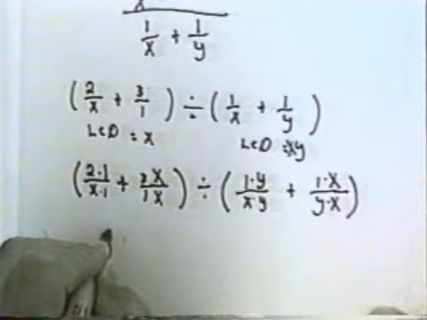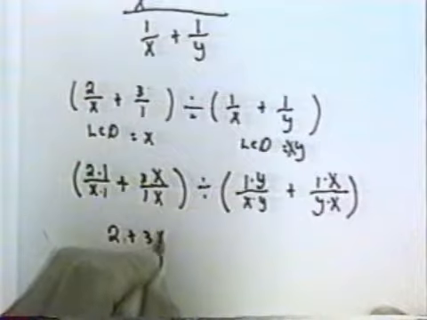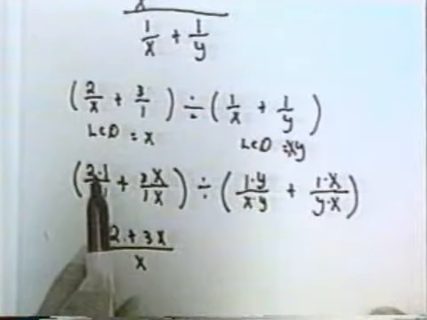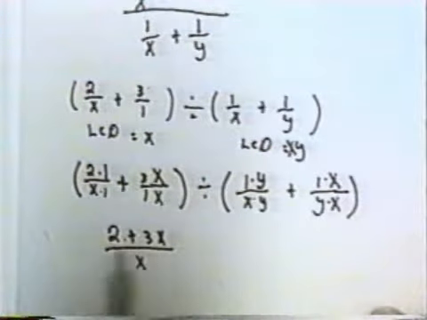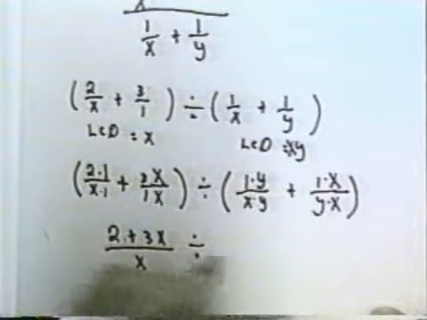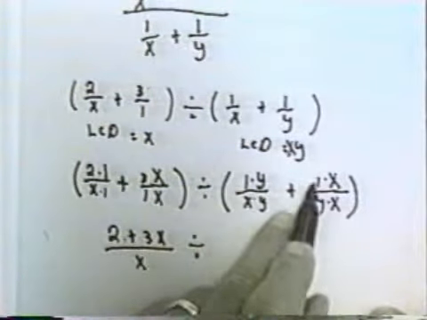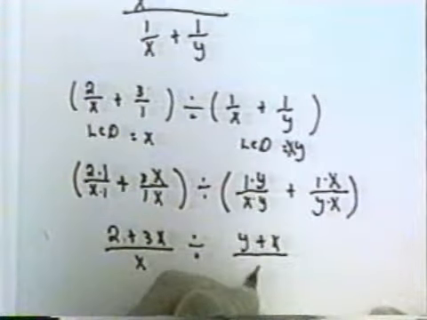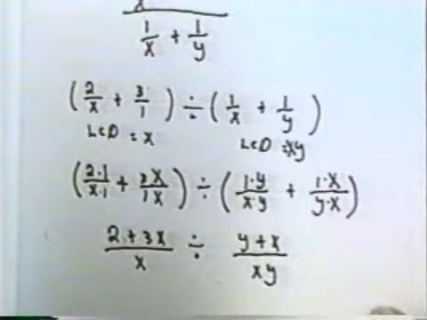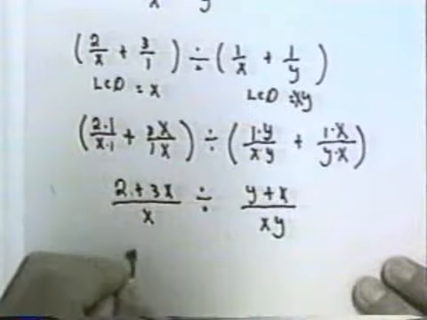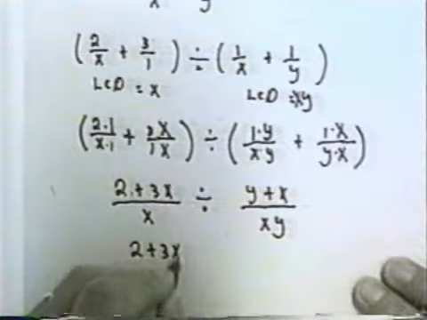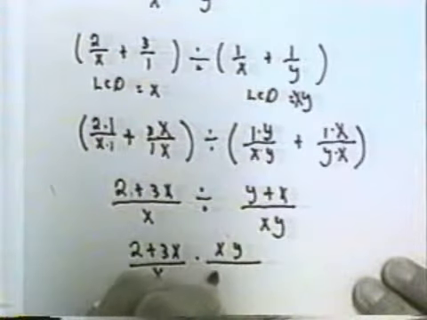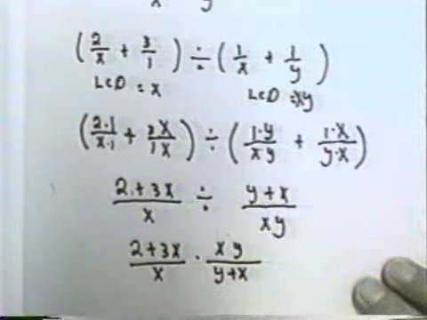So I'm left with 2 plus 3x over x. My common denominator is x, so I'll keep my denominator and add the numerators. 2 times 1 is 2, plus 3 times x is 3x, so it'll be 2 plus 3x. Divided by, now this is just y and that's just x, so it's going to be y plus x over xy. Keep the denominator. To divide, I invert and multiply, so it would be 2 plus 3x over x times xy over y plus x.